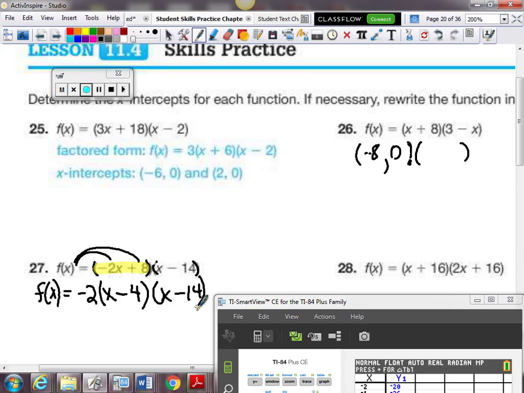So you really can't find intercepts unless you have in the parentheses an x on its own. Okay, so then I can do my zeros. 4, 0. And 14, 0.